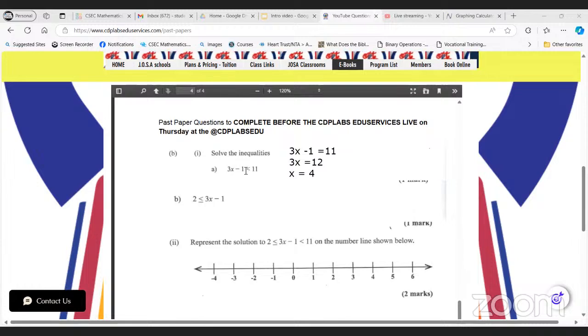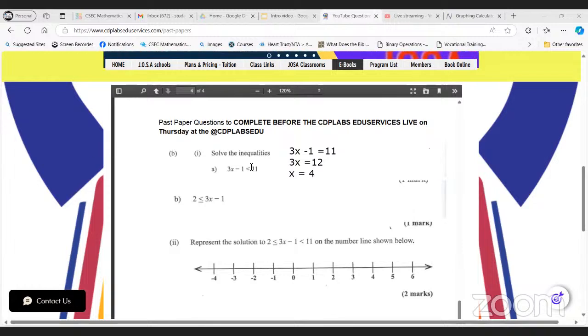Now, some persons sometimes confuse the symbol. If you bend your elbow, whatever is behind the elbow is less. Whatever is before the elbow is greater. That's one way you can use to not make that confusion. All right?